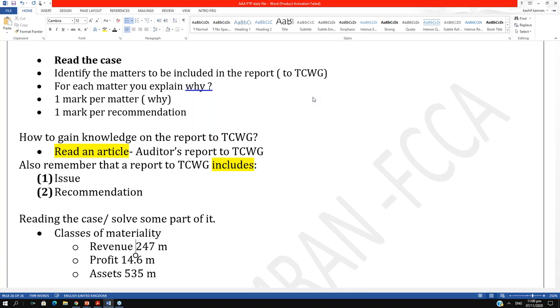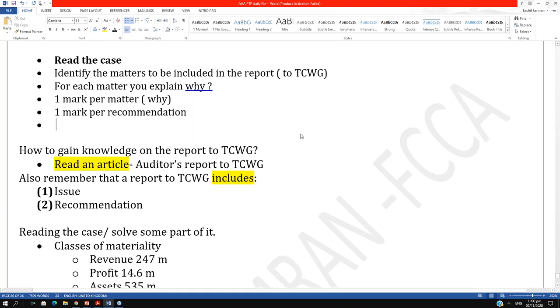So at least from the first paragraph, we got to know the classes of materiality, which can help later to comment, even in a report to those charged with governance, right? When you comment on the materiality, you will also get 1 mark. So please also write this here. 1 mark per matter, 1 mark per recommendation, and in a report, 1 mark per comment on materiality. So if you comment on materiality somewhere in your report to those charged with governance, you will also get 1 mark. So I hope you have a lot of opportunities to gain 15 marks, right?